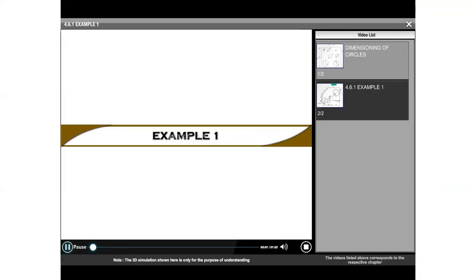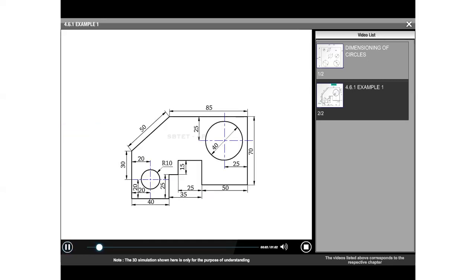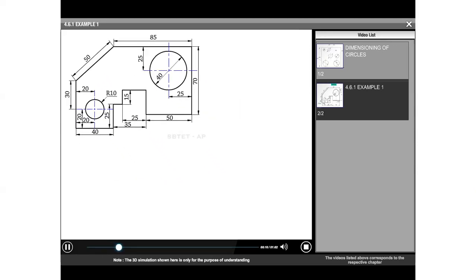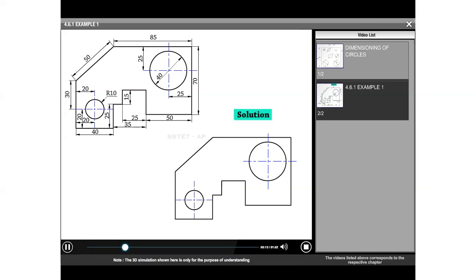Dimensioning practice. The given view contains dimensions represented wrongly. The view is to be neatly redrawn, and all the dimensions are to be neatly represented as per the norms. The dimensions are to be represented outside the view. Clear distance should be provided between the outline and dimension line. The dimensions are to be neatly represented appropriately.